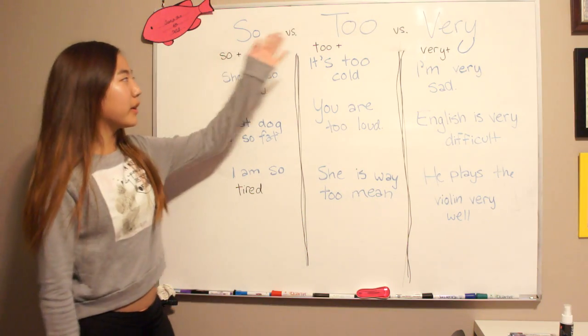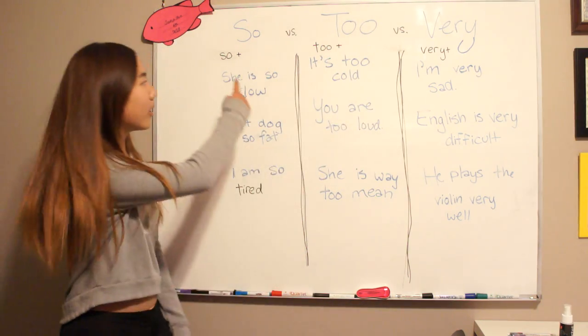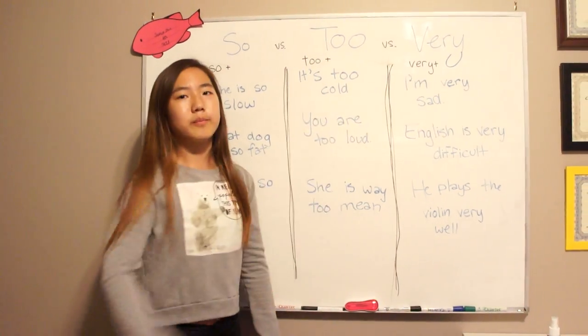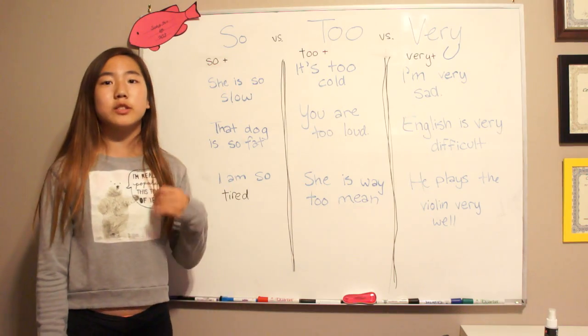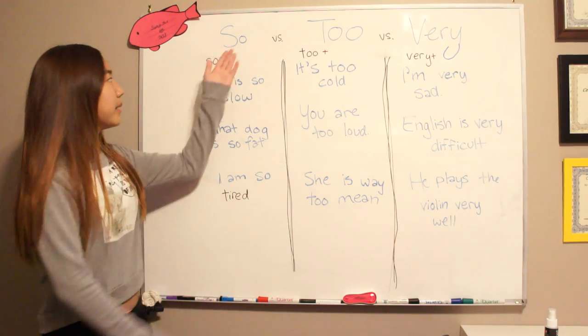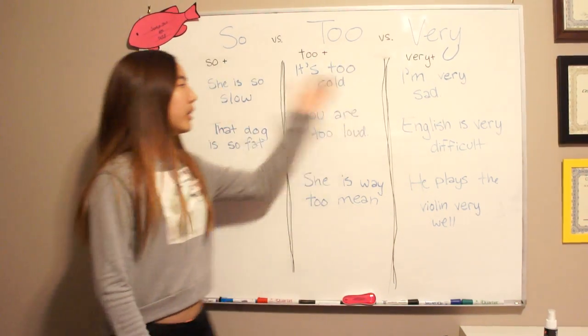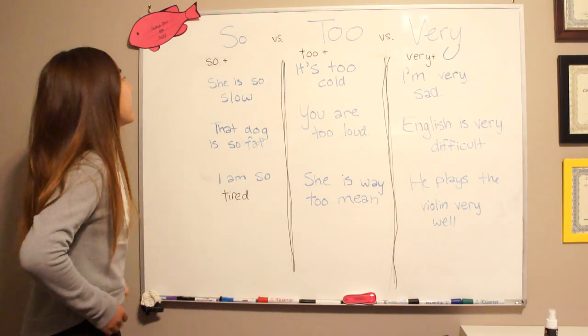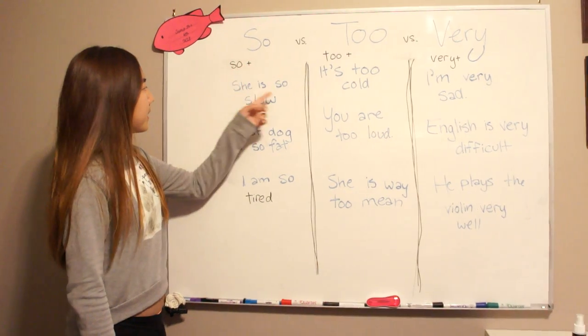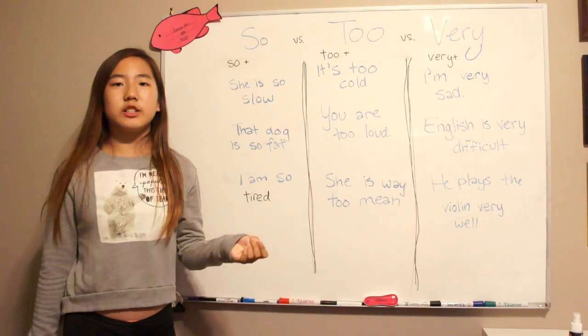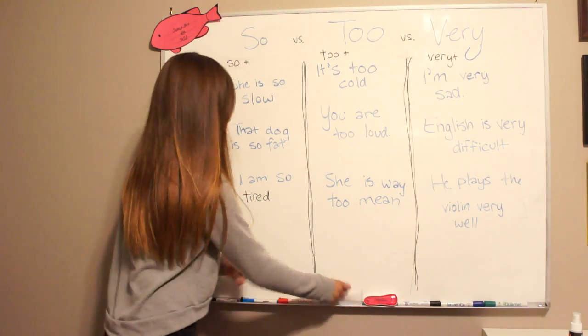Today we're going to talk about these three words: so, to, and very. They're very commonly used in the English language, and I'm going to tell you what the differences are. First is so. This word is used before adjectives or adverbs.